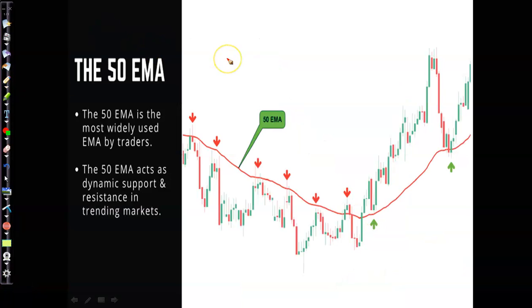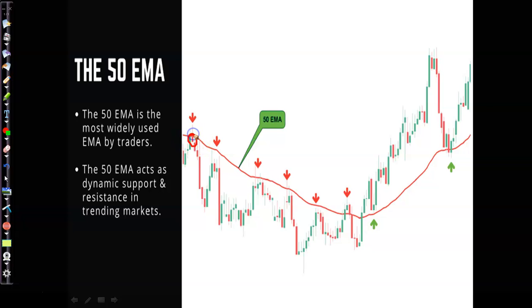The 50 EMA. So basically we use the 50 EMA. The 50 EMA is the most widely used EMA by traders. The 50 EMA acts as a dynamic support and resistance in a trending market. Now you can see this 50 exponential moving average acts as a support and resistance.